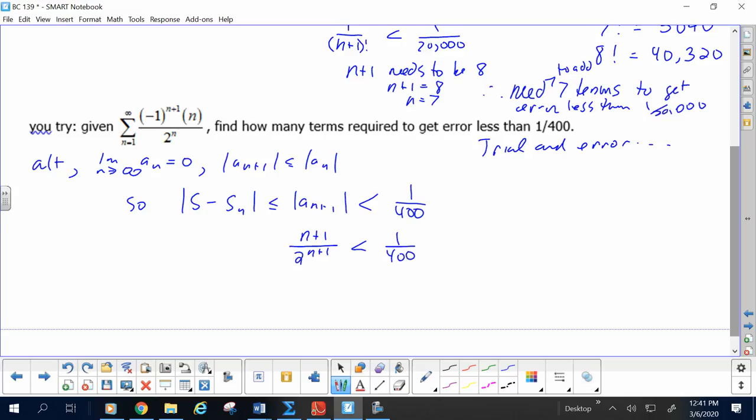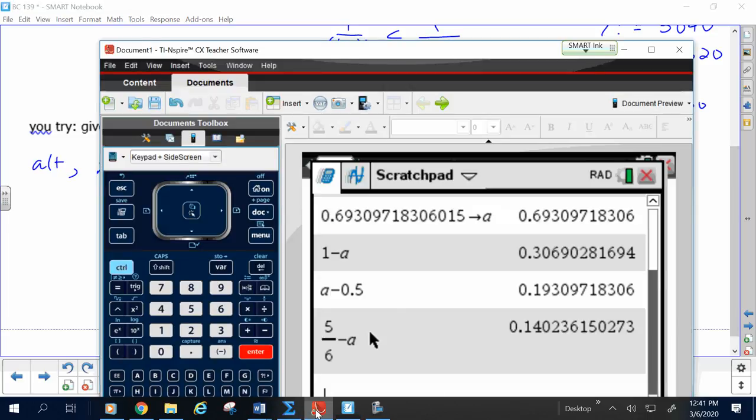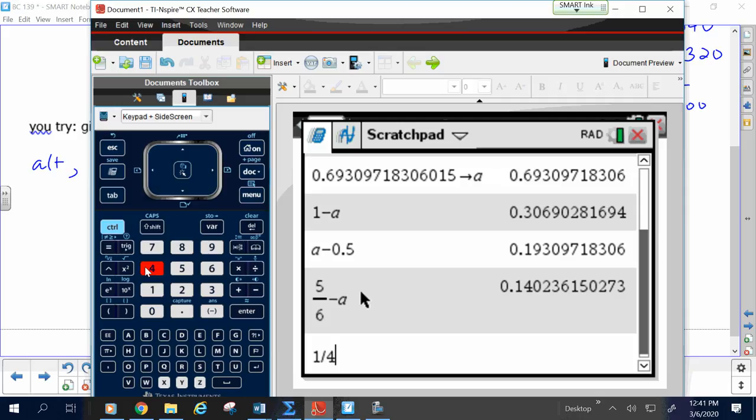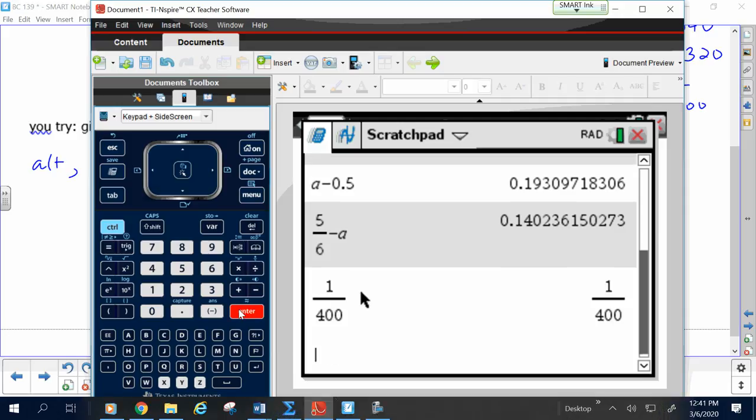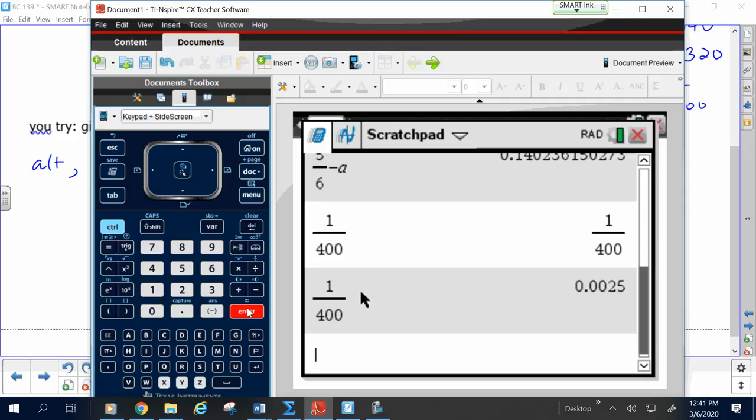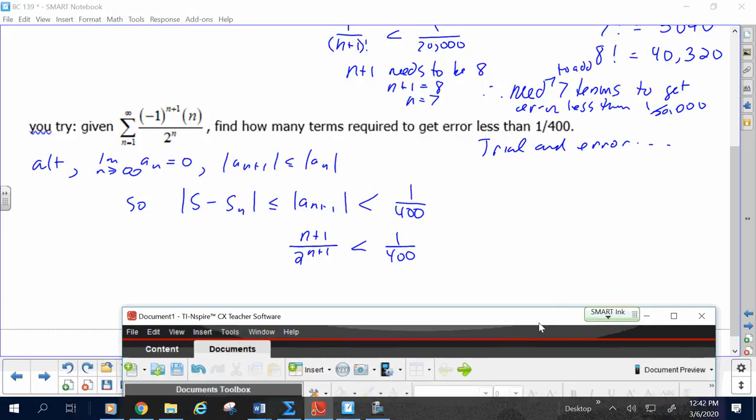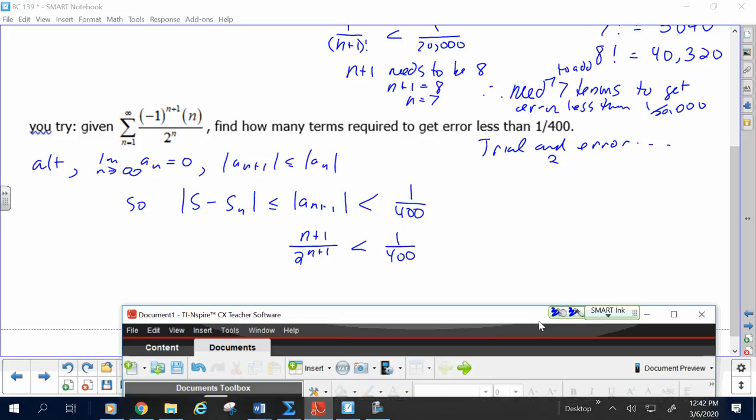Whether you cross multiply and solve this, or you just do it the way it is, let's start by saying what is 1 divided by 400 as a decimal. All right, so I need to get a term that's less than 0.0025, right? Maybe we can use some number sense here. What about 2 over 2 squared? Is that going to be it? No. How about 3 over 2 cubed? 3/8. How about 4 over 2 to the 4th?